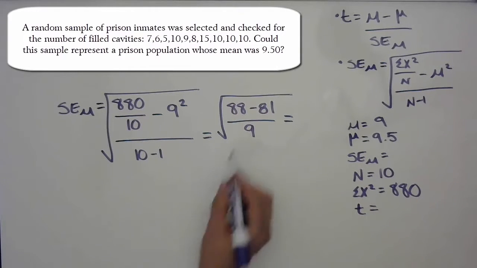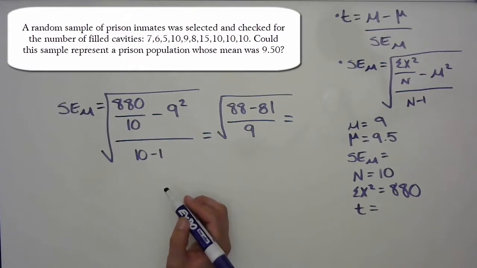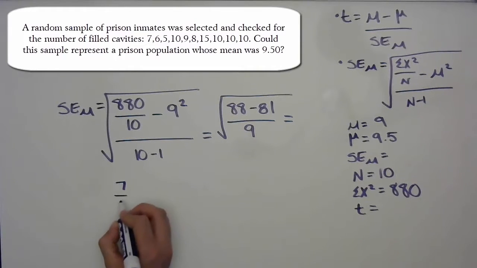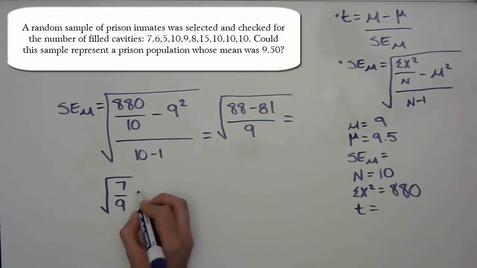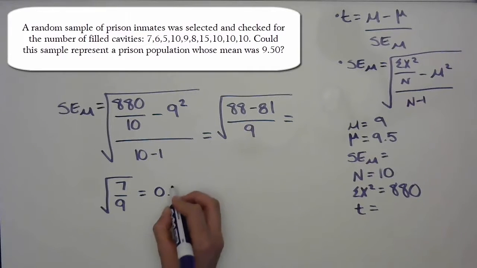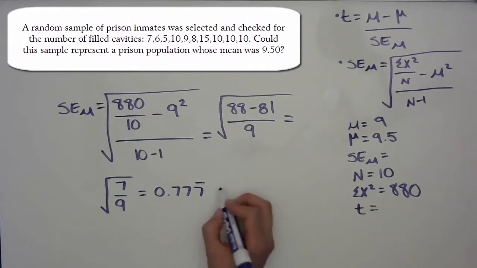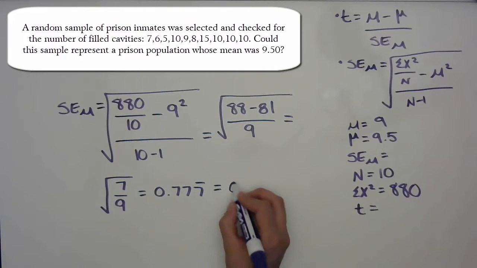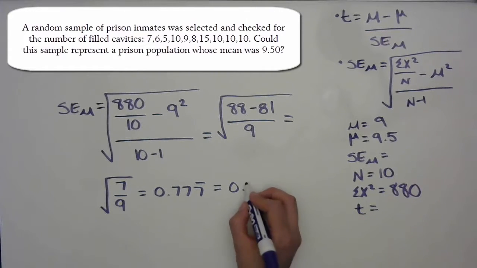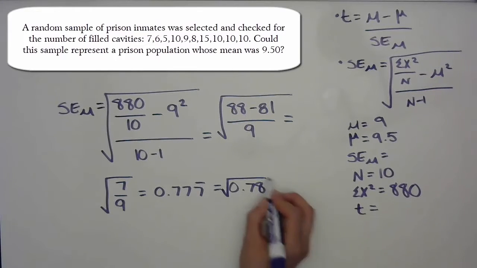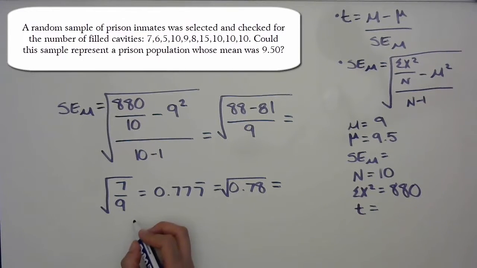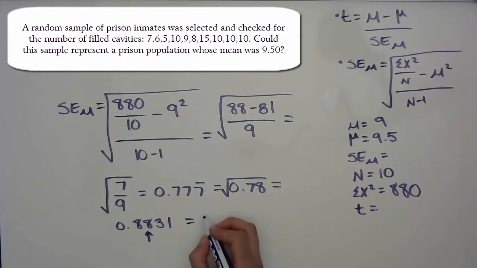Okay, so just keep solving that. So 88 minus 81 is 7. We're going to divide that by 9. So 7 divided by 9 is 0.777, and that keeps repeating. So we need to round that to 0.78. And then we just need to figure out the square root for that. That is going to give us 0.8831, and we are rounding to two places. So our standard error of the mean is going to be 0.88.